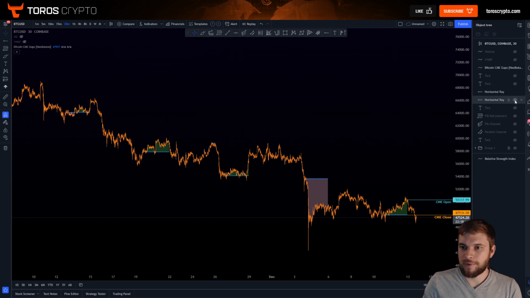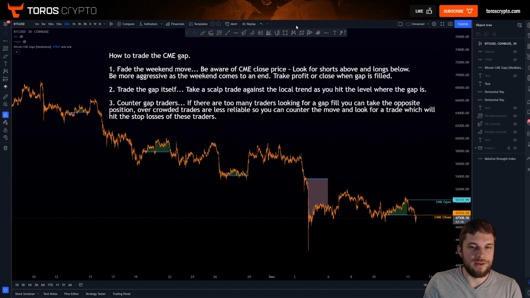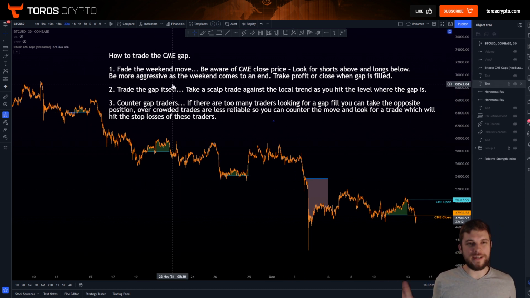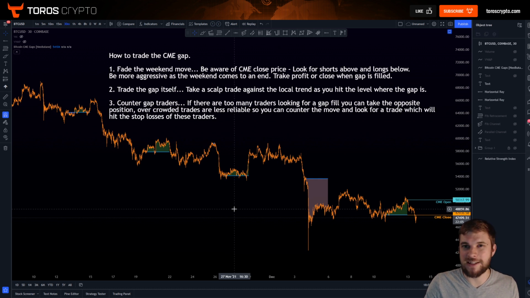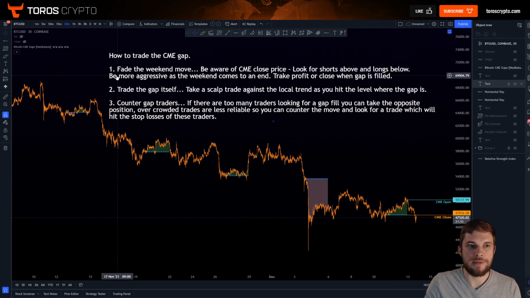Now once we've got that, we need to look at how you can trade the CME gaps. There are three main methods in my opinion that you can use. The first one, which is probably the easiest method, is to fade the weekend move. What I mean by that is you are aware of the CME close price, so you should look for shorts above and longs below. Be more aggressive as the weekend comes to an end. Take profit or close when the gap is filled.